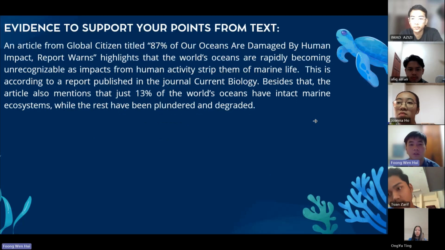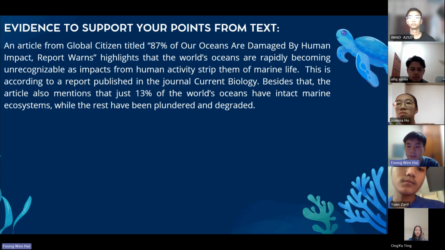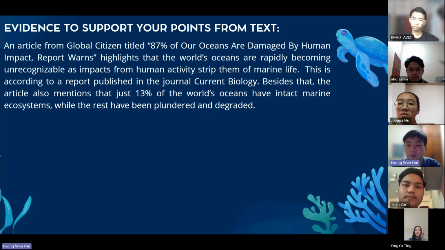For evidence to support our point from the text, an article from Global Citizen titled "87% of our oceans are damaged by human impacts, report warns" highlights that the world's oceans are rapidly becoming unrecognizable as impacts from human activity strip them of marine life. This is according to a report published in the journal Current Biology. Besides that, the article also mentioned that just 13% of the world's ocean has an intact marine ecosystem, while the rest have been plundered and degraded.